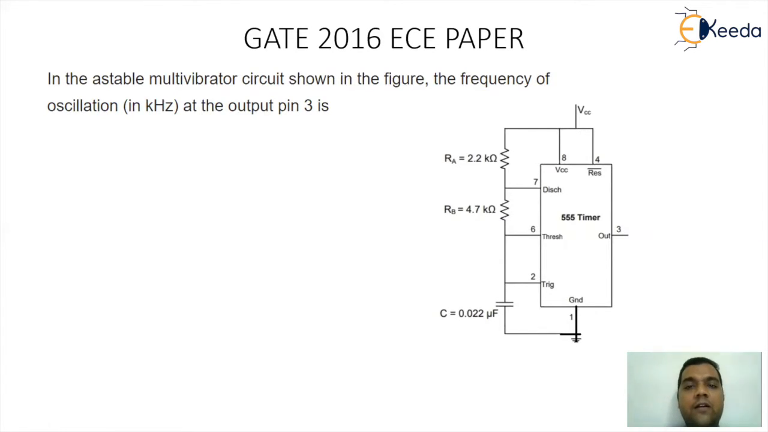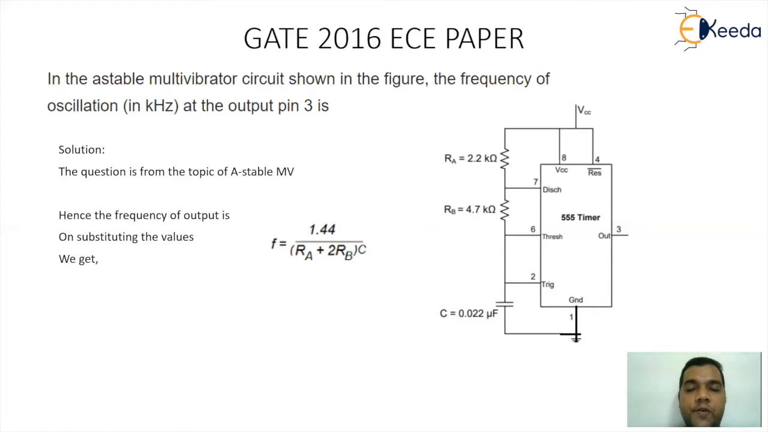The formula is frequency equals 1.44 by (RA plus twice of RB) into C. We know RA is given as 2.2 kilo ohm, RB is given as 4.7 kilo ohm, and the capacitor C is 0.022 microfarad. Substituting all of them in the equation, you will get the value of frequency. On substituting, we get the value as 5.6 kilohertz. So the answer for the question is 5.6.